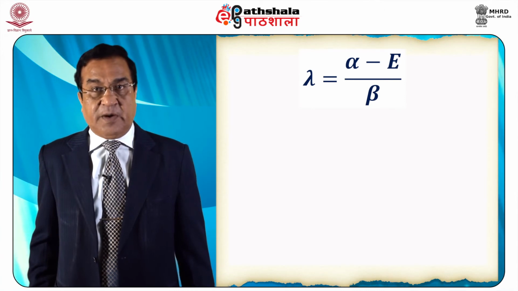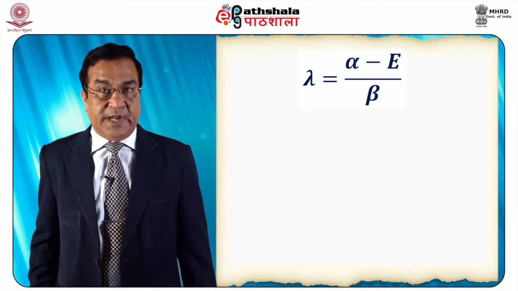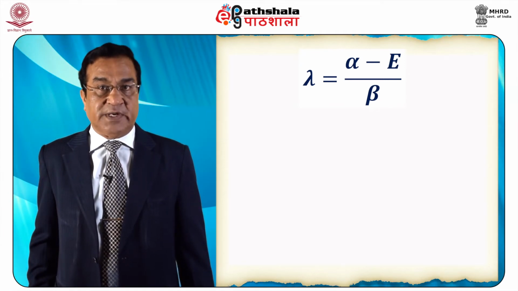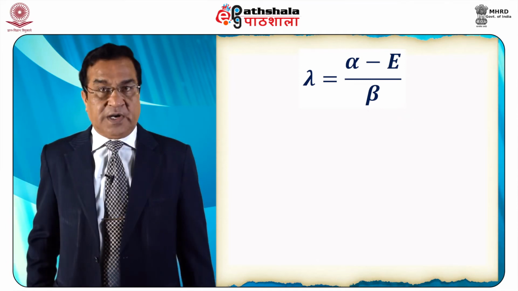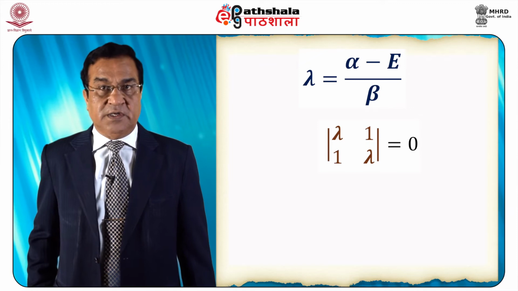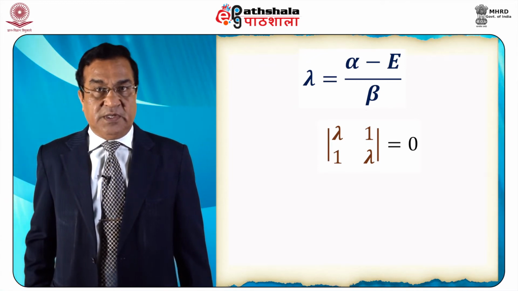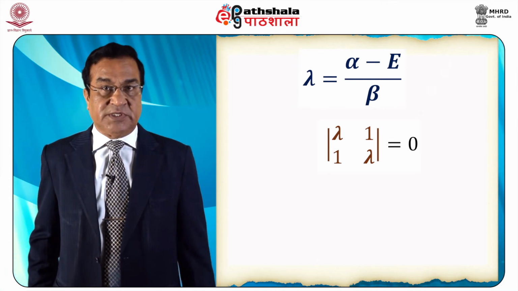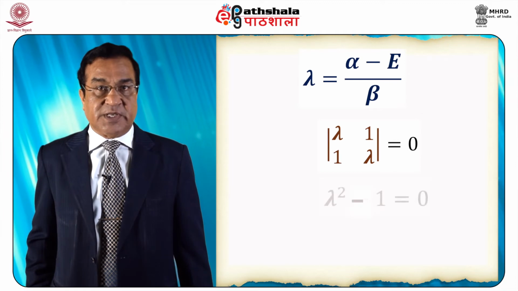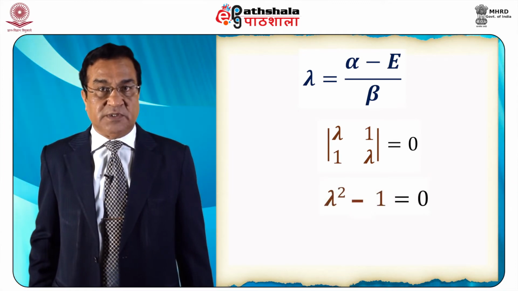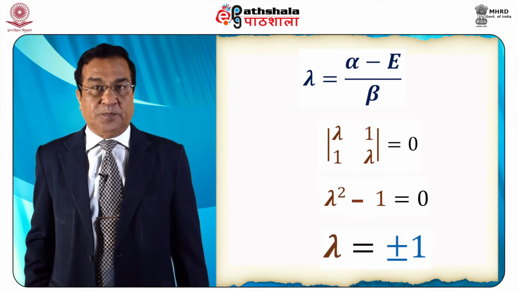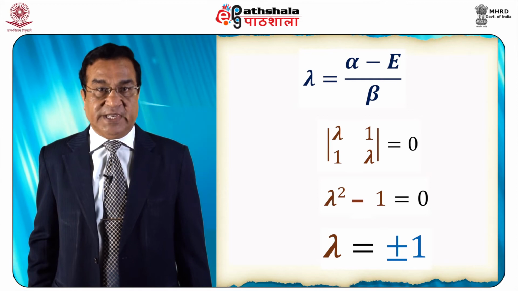Now this is a 2 by 2 determinant and we need to solve it. But before we solve it, we make the following assumption. We substitute alpha minus E upon beta equals lambda. If we substitute this value, the Huckel determinant becomes lambda, 1, 1, lambda, and that has to be equal to 0. This determinant on expansion gives us lambda square minus 1 is equal to 0, which on solution gives two values, lambda is equal to plus minus 1.